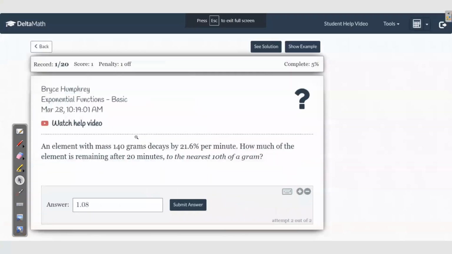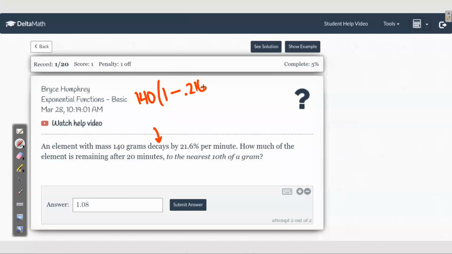I'm recording this again if anyone's interested. Bryce has this question. Bryce, I can see that yours is going to go down, right, because it says decay. So you should have done 140 times 1 minus 0.216 raised to the power of 20. Yeah, and that's what I did.